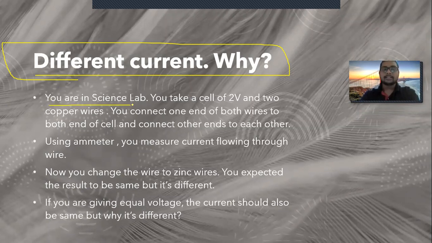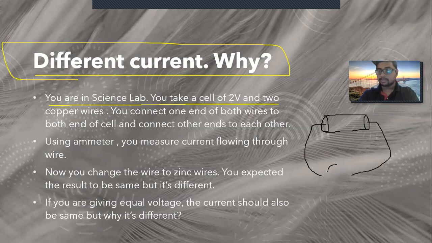So you're in a science lab and you take a cell of 2 volts. Okay, and there are two copper wires. So let me draw a small diagram. So this is a cell. This might not look like a cell, but consider this as a cell. So you have two wires, both are copper wires right now, and then you measure current through it. Okay, so let's say these are the two wires.